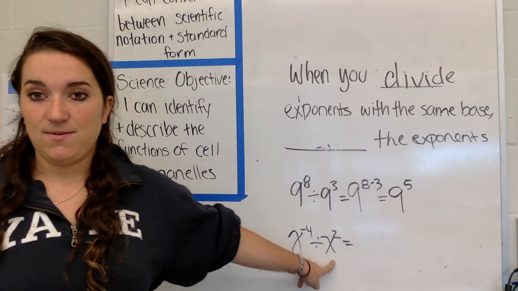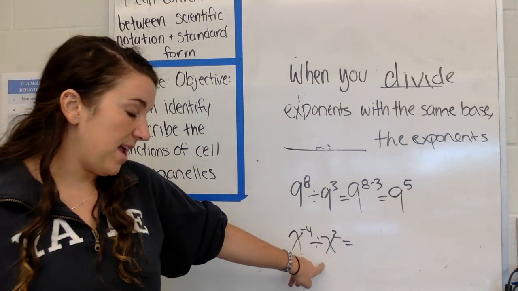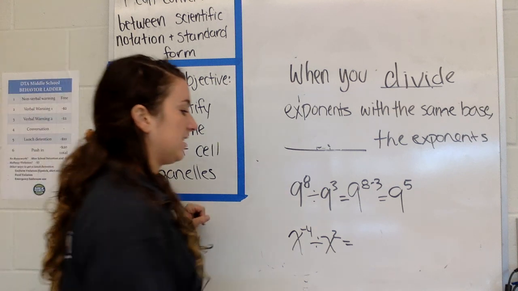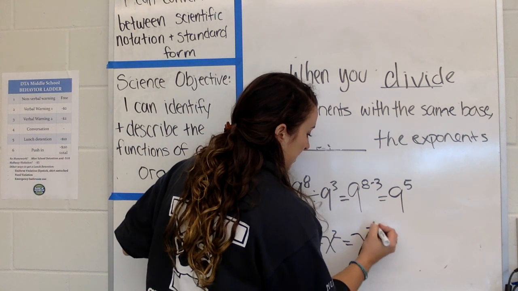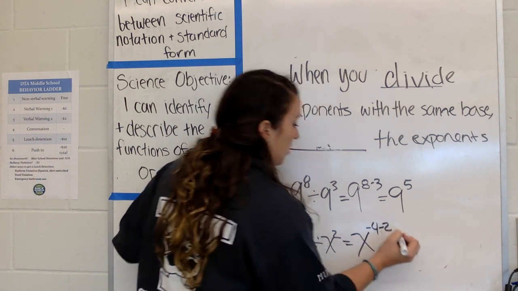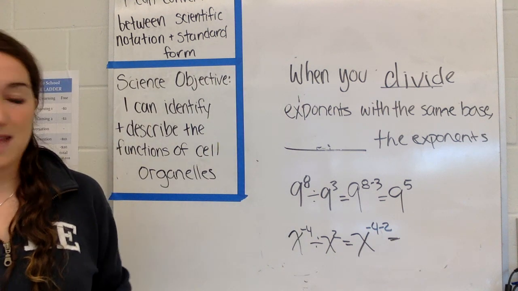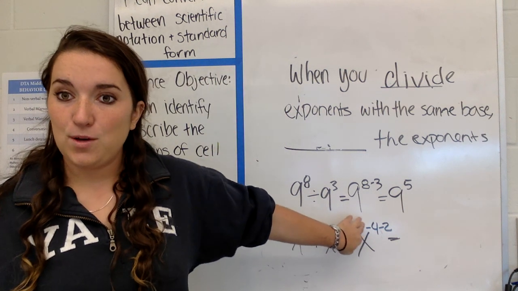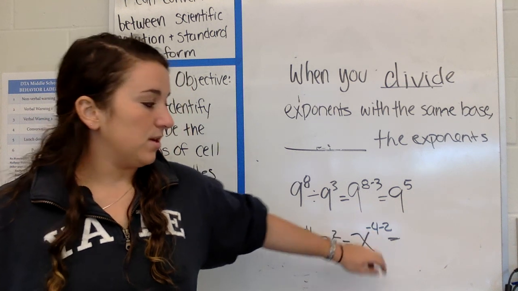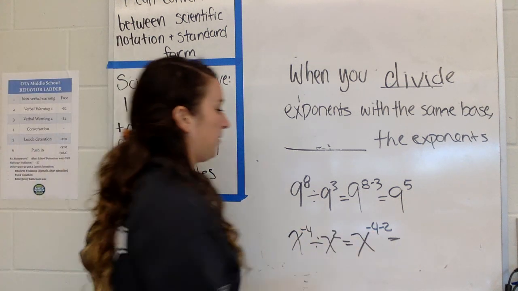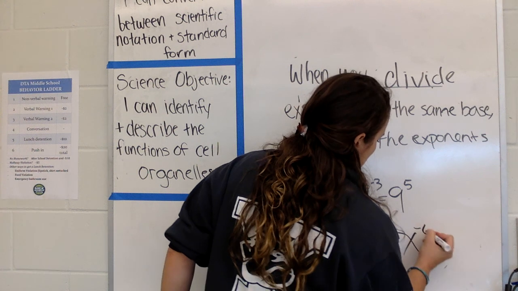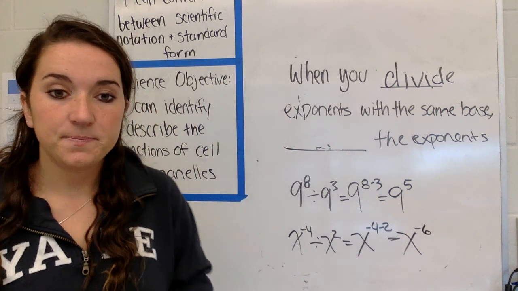For this one, are we dividing? Yes. Do we have the same base? Yes. So I can subtract my exponent. So I have negative 4 minus 2. Go ahead, grab a calculator, plug that in. For the negative 4, you put a negative sign. For the minus, you put a subtraction sign. I will get x to the negative 6th power.